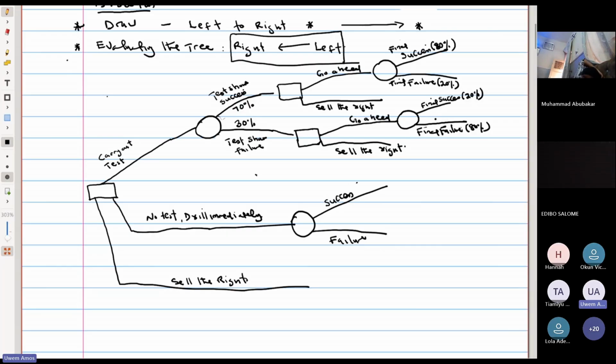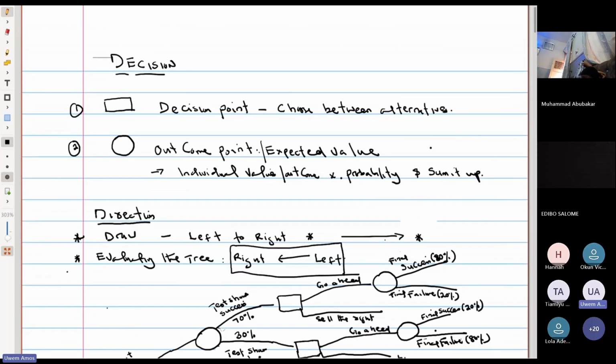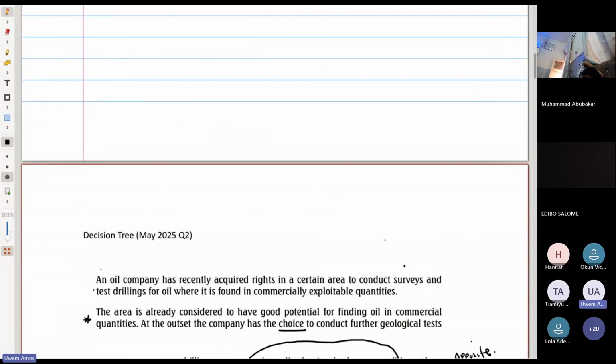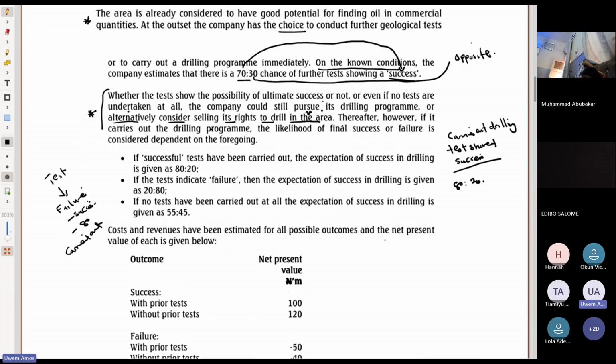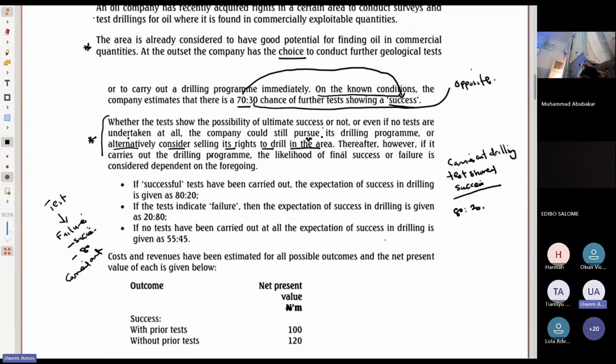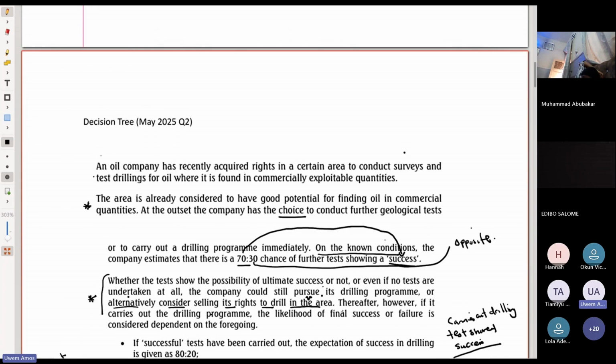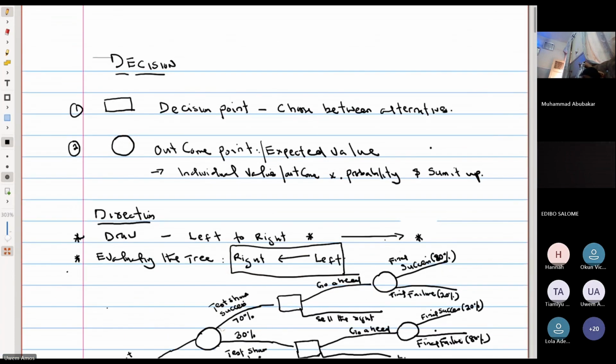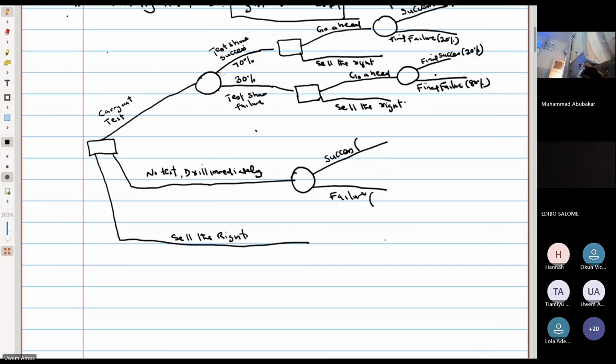So what is the probability that we will be successful and what is the probability that we would fail? Let's look at it again. The probability that we will be successful is 55%. The probability that we would fail is 45%.